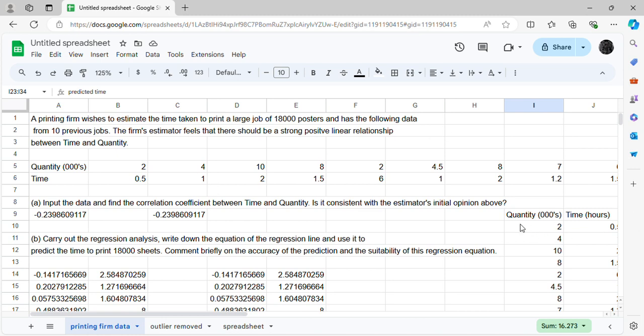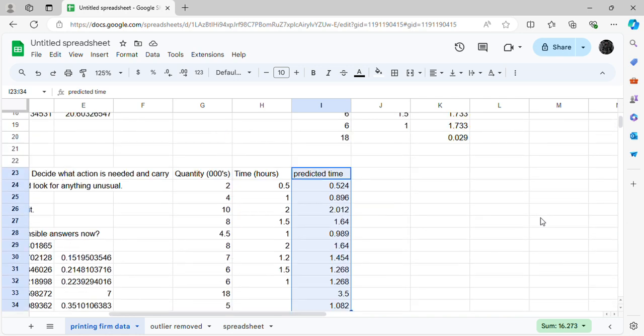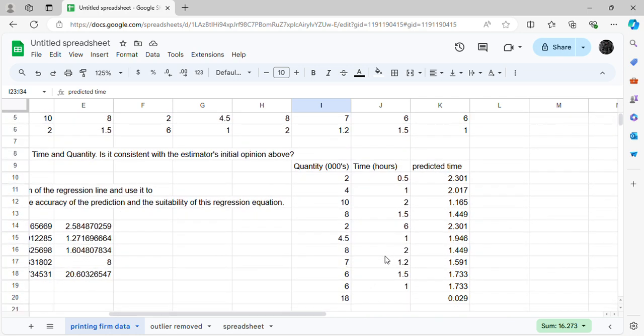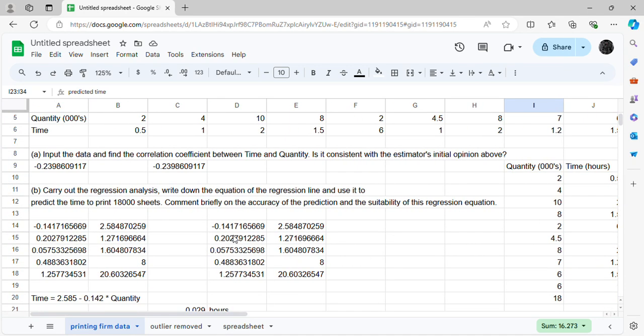So first let's arrange this data in column form. So we have the data arranged in column form here. And then let's input the data and find the correlation coefficient between time and quantity. Is it consistent with the estimator's initial opinion above? So we want to calculate the correlation coefficient.